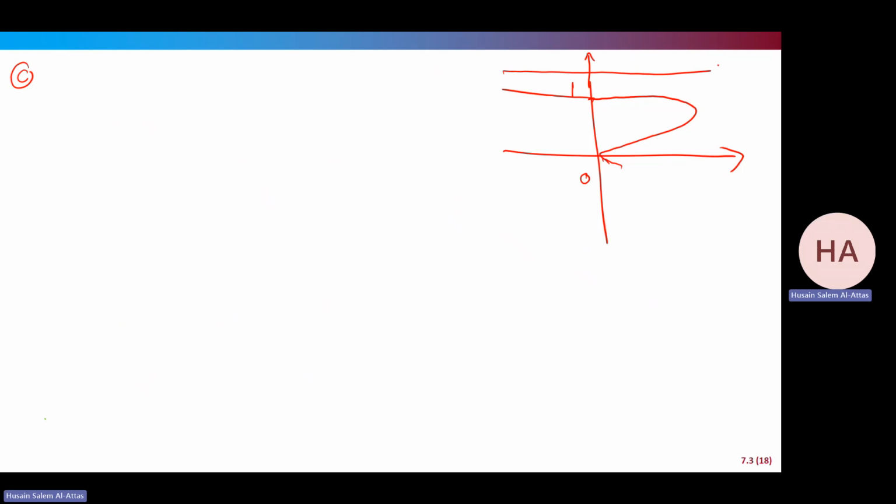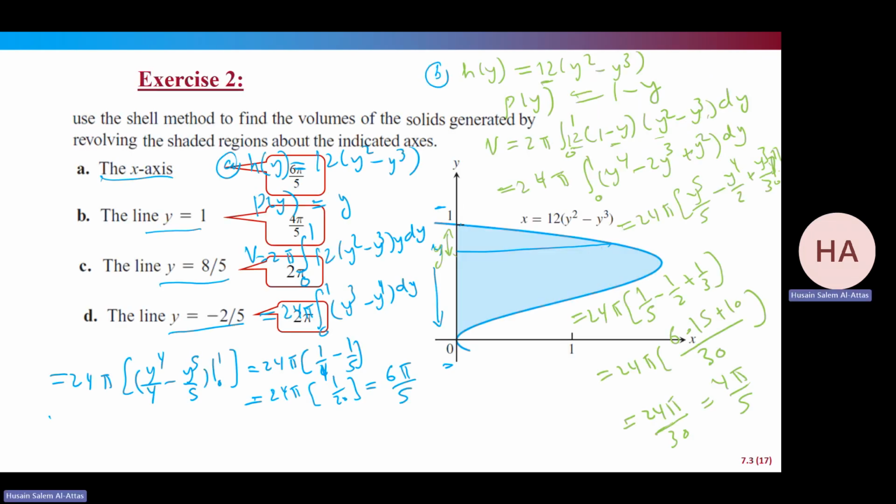This is y equals 8 over 5. Okay, so my line is this. The height, let me do it here. h of y will be what? It will be the function minus 0. That will not change. Only the what changes? The function.